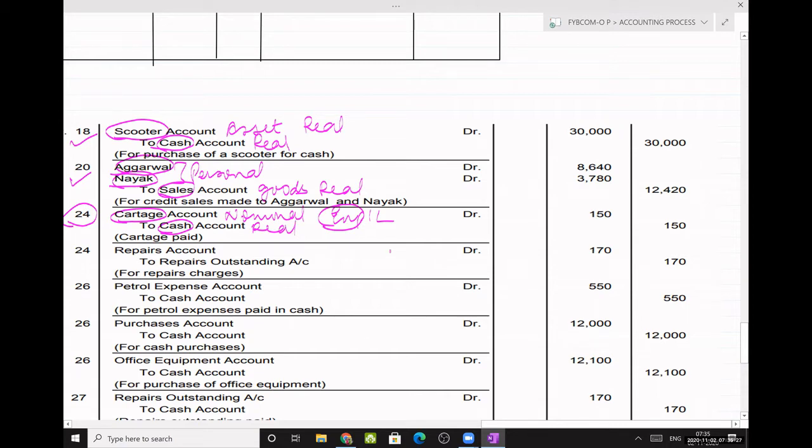In the nominal account rule, expense or loss comes first. You have to understand whether what you have debited as the nominal account is an expense or a loss. For example, bad debts is also a nominal account. There it was a loss, and I debited it. That was the reason. Cartage here is not a loss, it's an expense.